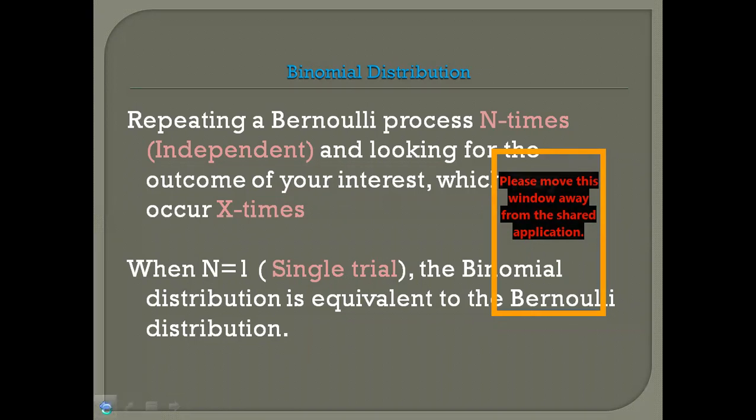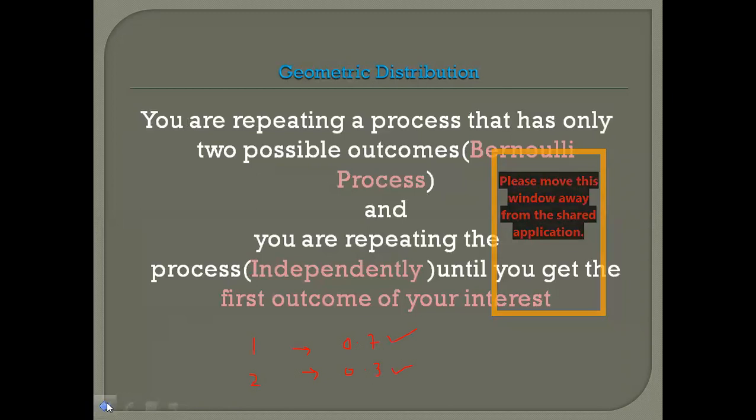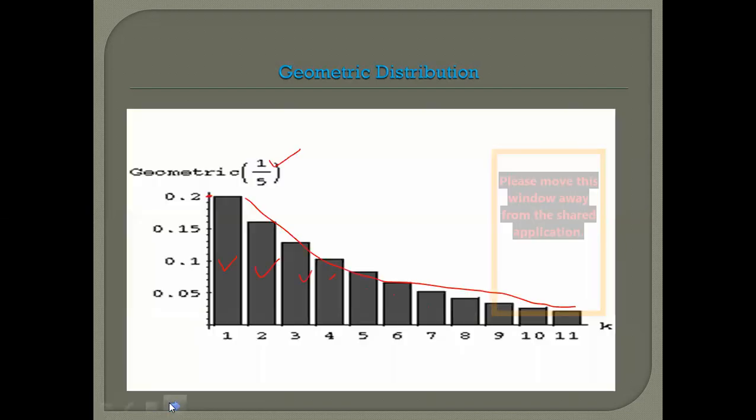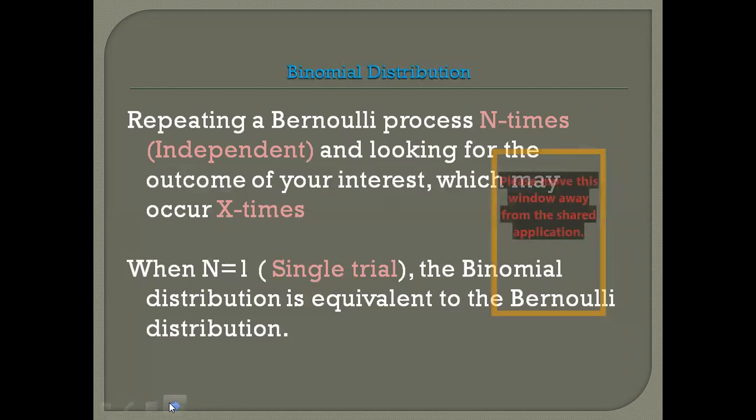Don't get confused with the geometric distribution. Geometric distribution also performs it n times, but the n stops where you get the first success, right? Here you stop where you get the first success, and here you don't stop. You have decided that you will perform this process n times, and then you look for success. Now, if n is equal to 1, if you're just performing the Bernoulli process once, that's what we call a Bernoulli distribution itself, right?